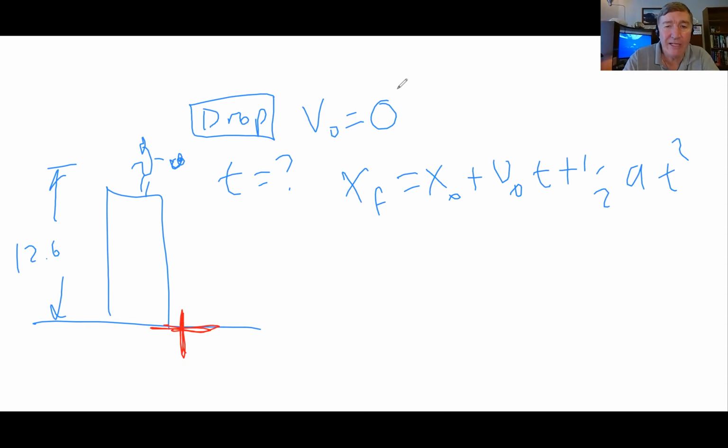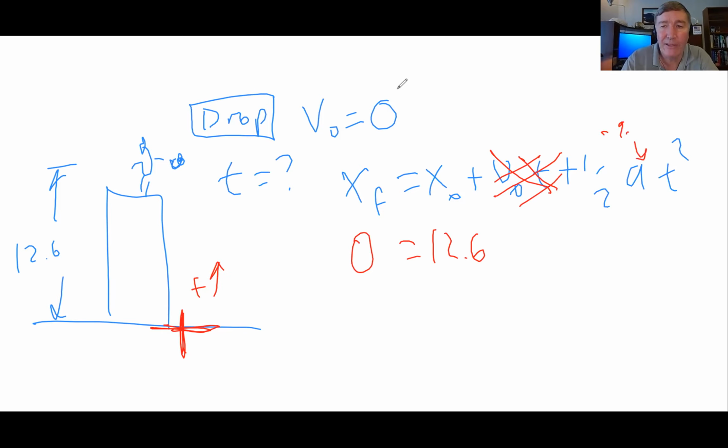So that means x final is 0. That means x initial is 12.6. V initial is 0 this time, so this term right here goes away. And so we're left with acceleration. Fatima decided she wanted it to be up, so for it, this is going to be a negative 9.8. So it's going to be negative 4.9 times t squared.